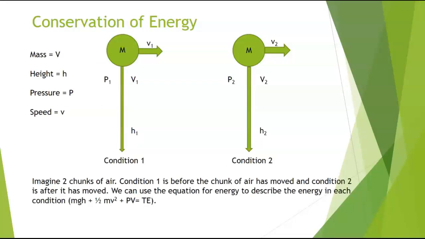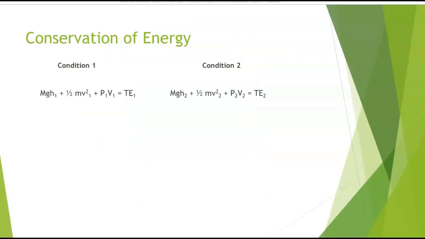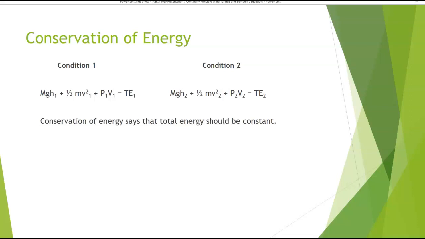So let's just imagine two chunks of air, condition 1, and after the chunk of air has moved, condition 2. We can use the equation for energy to describe the energy in each condition. In other words, mass times gravity times height, plus 1/2 mass times velocity squared, plus pressure times volume equals total energy. Now remember, conservation of energy says that the total energy should be constant. Total energy should be constant on both sides.